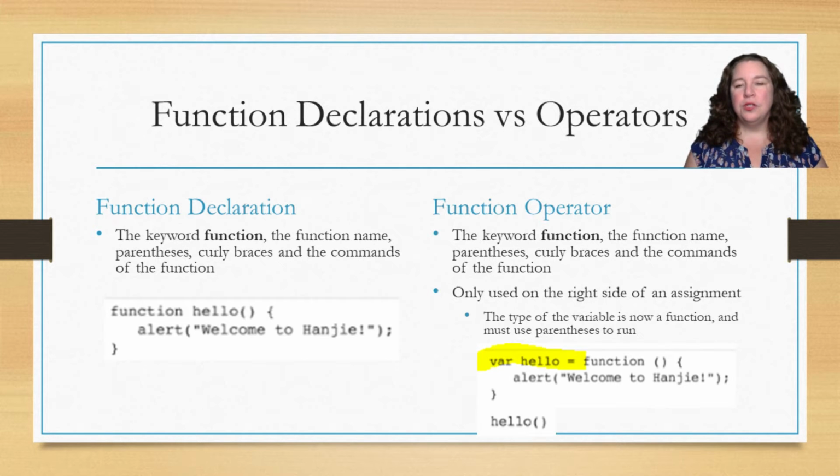Funny thing is, you can also use a function operator. A function operator uses the keyword function, doesn't have a function name, adds parentheses the same way you normally would, and curly braces and commands, but it's used on the right side of an assignment. So in the assignment, we put var hello, like we have a variable, like we normally would, and we set it equal to this function. Now I can call the function by using the word hello. This is a kind of weird way of doing it, but you'll see in a minute why this is really useful.